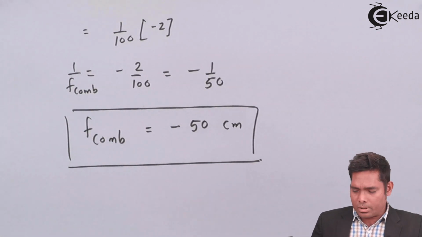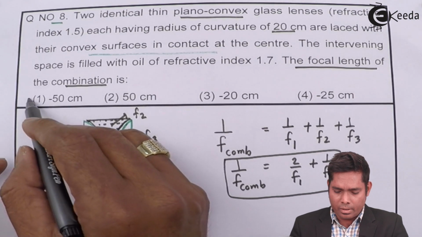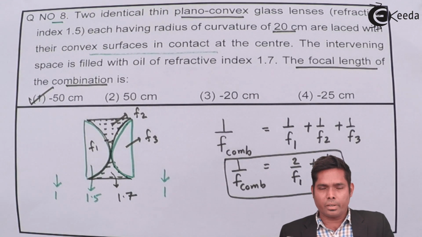If I see the options, then minus 50, option number 1, is the correct answer to this question. Okay, thank you.